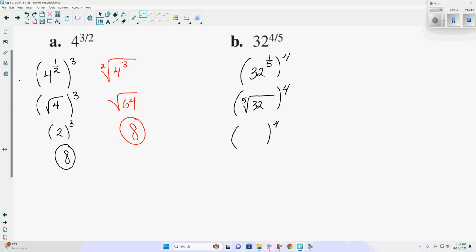Because it's not 1. I'm going to say 6, because 6 squared is 36, 6 to the 4th is 216. Well, we have to do this 2 more times. It's going to be a decimal. It's actually going to be 2.1.